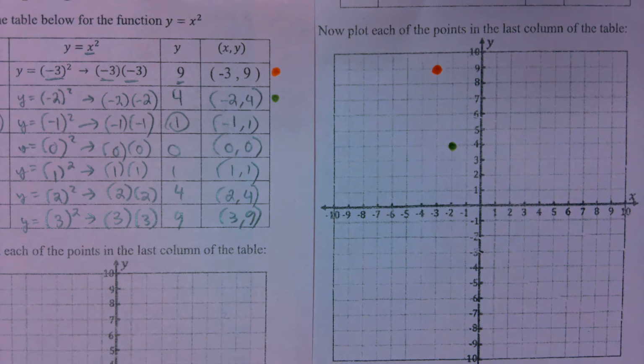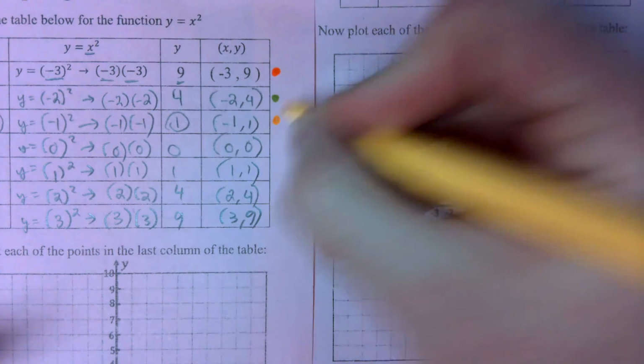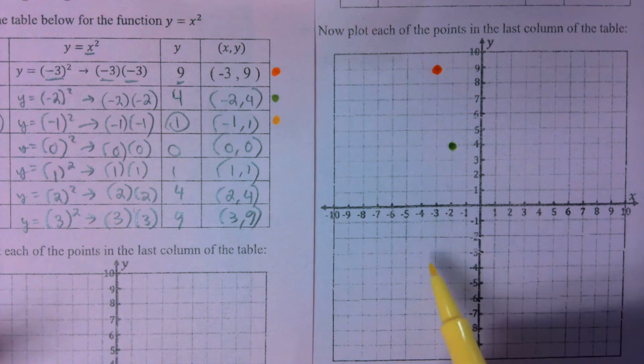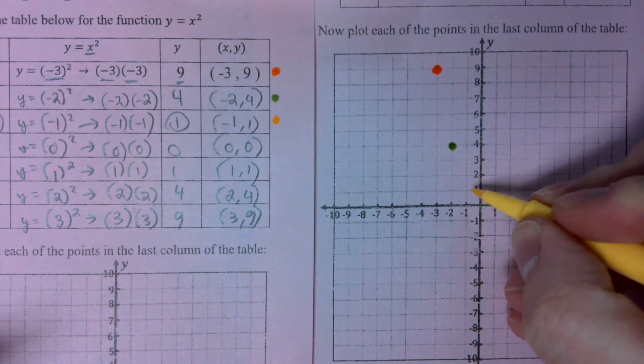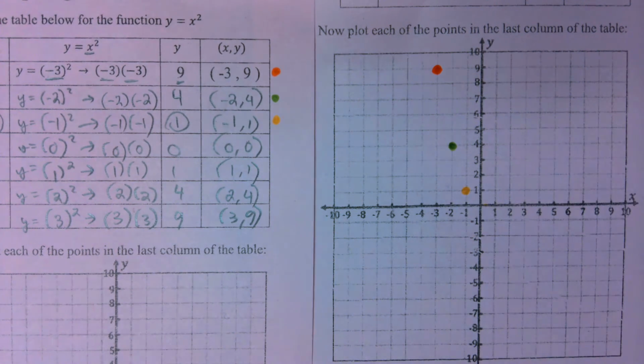Let's do the next point. Negative 1, comma, positive 1. Again, we start at the origin. We go left 1 and up 1. Make that point right there.